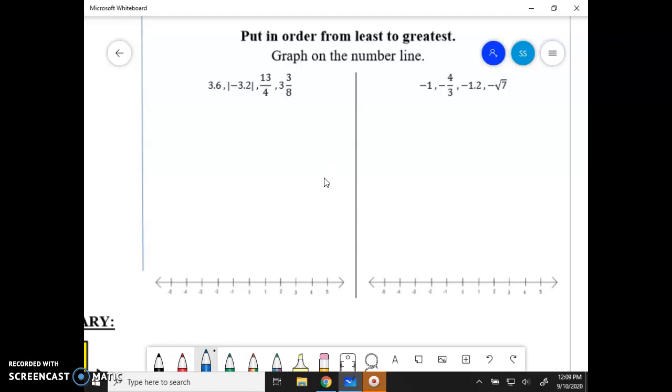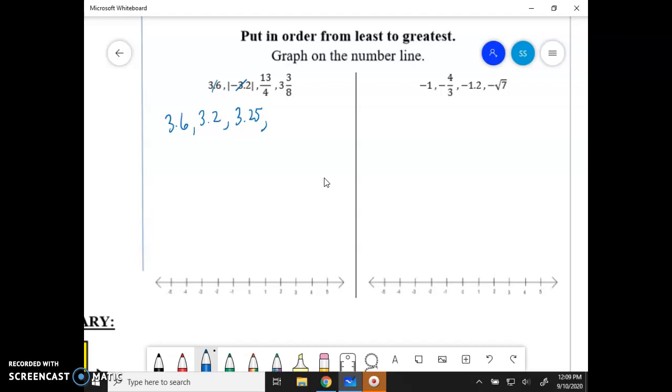Okay, so 3.6. All right, well, 3.6 is just 3.6. That's good. What's the absolute value of negative 3.2? Well, that's positive 3.2. Okay, and now we have 13 over 4. So all we need to do there is divide the numerator by the denominator. So 13 divided by 4 is 3.25. Okay, and the last one.